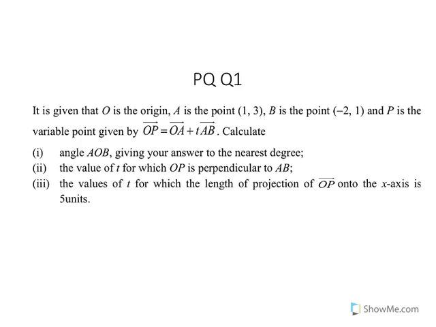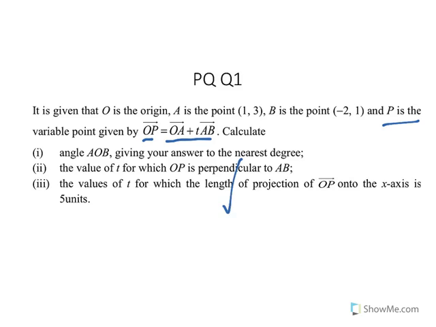Okay, so it's given that O is the origin. We have A to be the point (1, 3), B (-2, 1), and P is the variable point given by OP, which is OA plus parameter T times the direction vector AB. Alright, so we need to calculate first the angle AOB, giving your answer to the nearest degree.